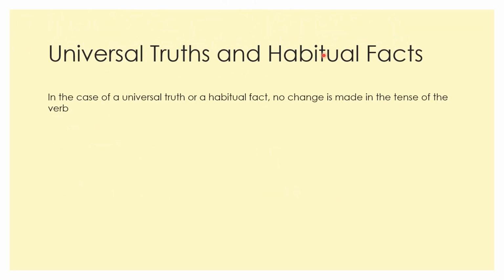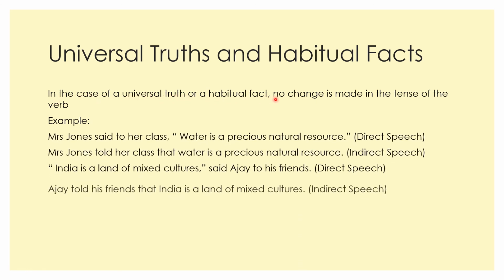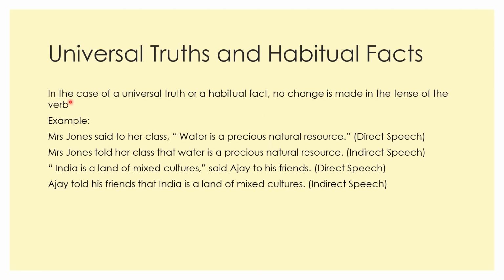Universal truths and habitual facts. In the case of a universal truth or a habitual fact, no change is made in the tense of the verb. So this is with regard to universal truths and habitual facts. There is no change made in the tense of the verb when it has to be changed into the indirect speech. Look at this sentence. Mrs. Jones said to her class, "Water is a precious natural resource." So this is a universal truth. So therefore, the tense is not changed at all, even in the indirect speech.